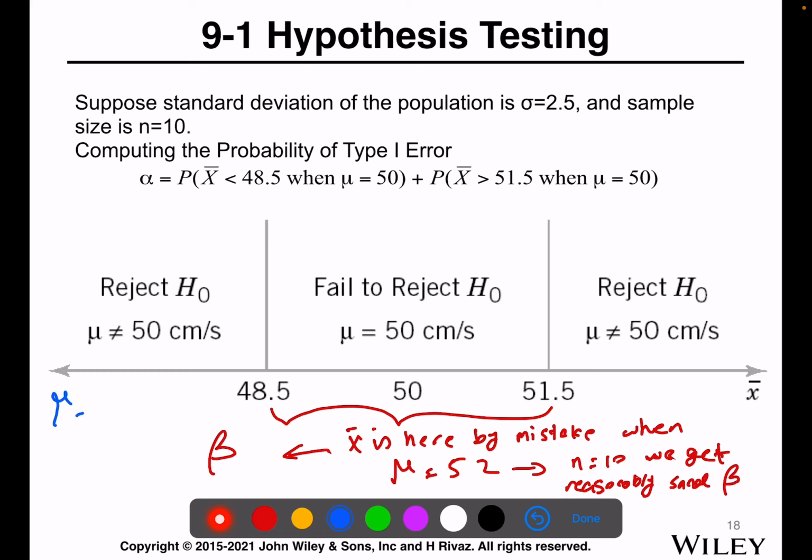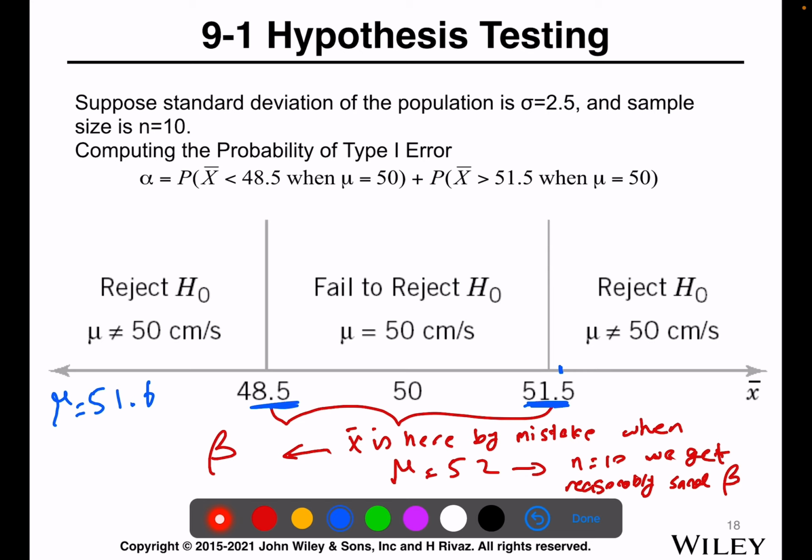Your actual mu is 51, right? It has to be outside of this range. If it's inside this range, then it doesn't work. So it has to be, for example, 51. This is your acceptance range, right? So let's say your actual mu, instead of 52, is 51.6, just a little bit outside of this range, right?